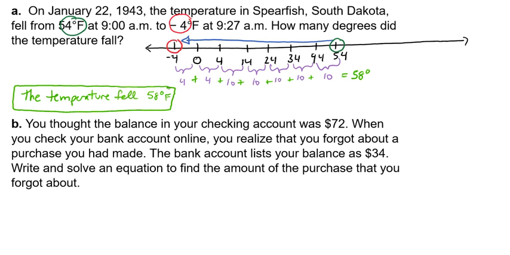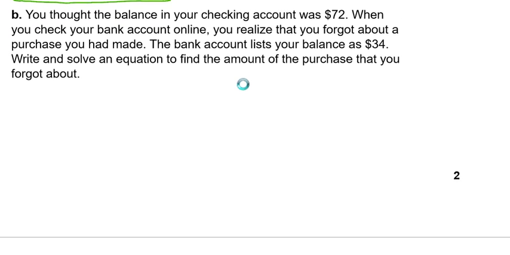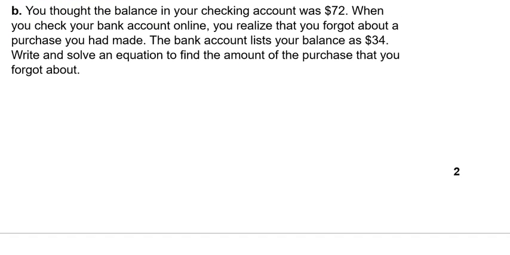Okay, so let's look at our next problem. I'm going to go ahead and move it up so we have a little bit more room. All right, so here we have you thought the balance in your checking account was $72 when you check your bank account online. You realized you forgot about a purchase that you had made. The bank account lists your balance as $34. So we're going to write and solve an equation to find the amount of the purchase that you forgot about.